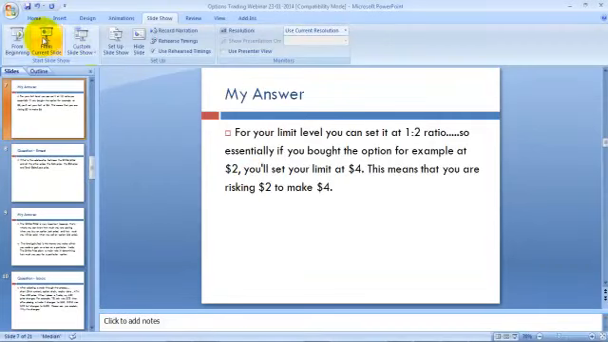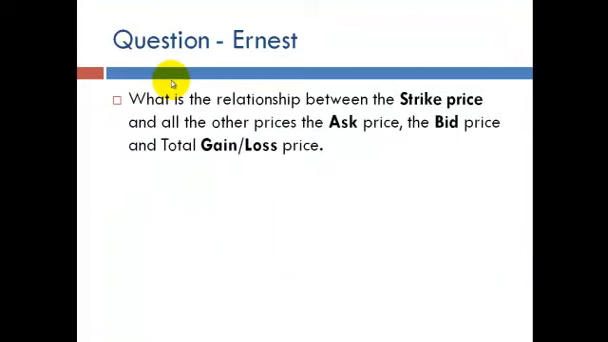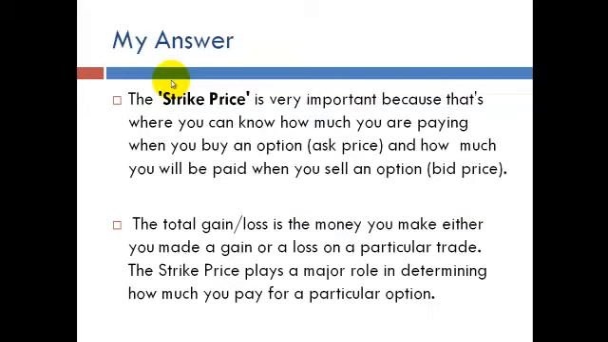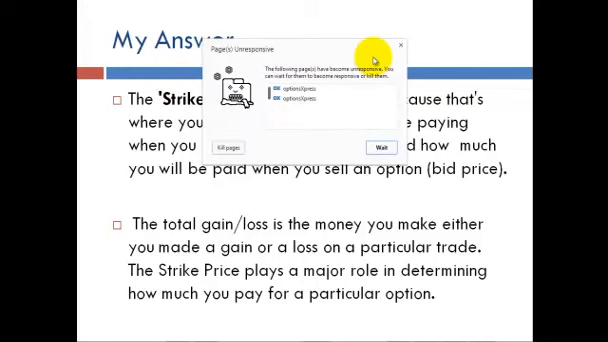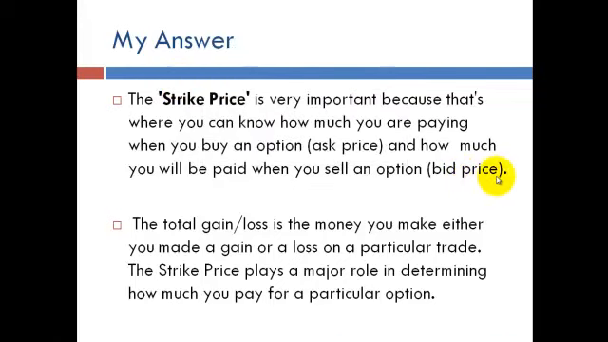Okay. And our next question was from Ernest. Ernest asked, what is the relationship between the strike price and all the other prices, which is the ask, the bid, and the total gain or loss? Okay, and my answer was the strike price is very important because that's where you know how much you are paying when you buy an option, which is the ask price, and how much you'll be paid when you sell an option, which is the bid price. Okay, and the total gain and the loss is the money you make, either you made a gain or a loss on a particular trade. And the strike price plays a major role in determining how much you pay for a particular option.